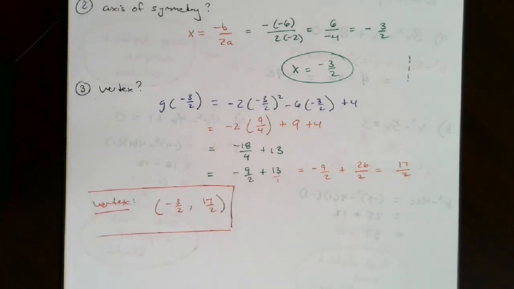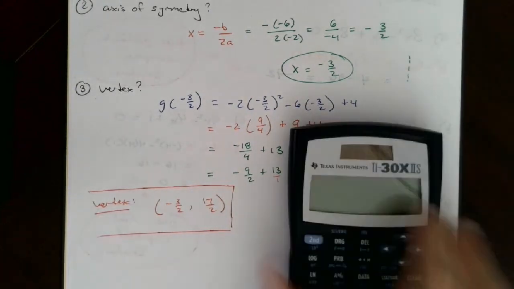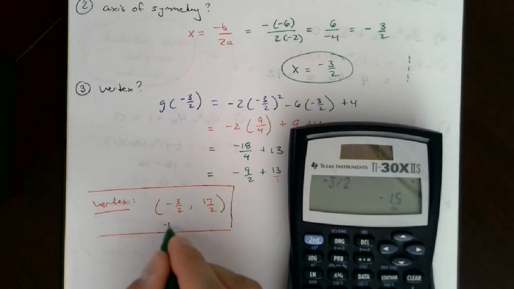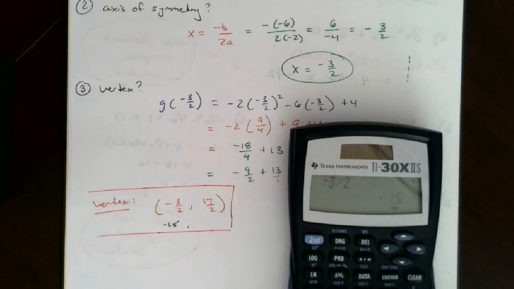And if you wanted to, just so you get an idea of where it would fall, you could do -3 divided by 2. In this case, it comes out nicely. I could write this as -1.5 just as our own approximation for the x value. For the y value, 17 divided by 2 is 8.5.